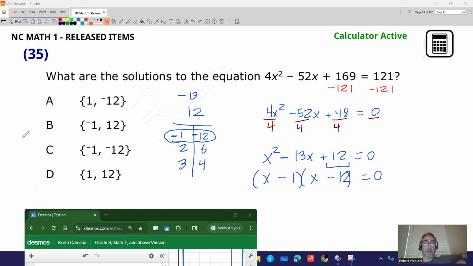And of course, that 4 didn't really go away. That 4 is just out here. It's not doing anything. But when you're setting your equations equal to 0, you just say x minus 1 equals 0, so x equals 1, and x minus 12 equals 0, so x equals 12. And so you can see your two zeros from those factors are going to be 1 and 12, and you can do that by hand certainly as well. So either way, by Desmos or by hand would be fine.